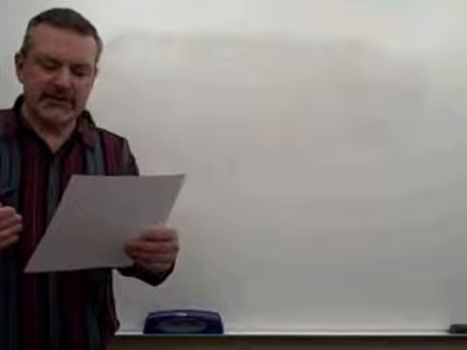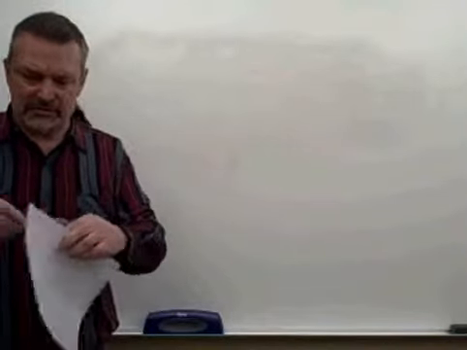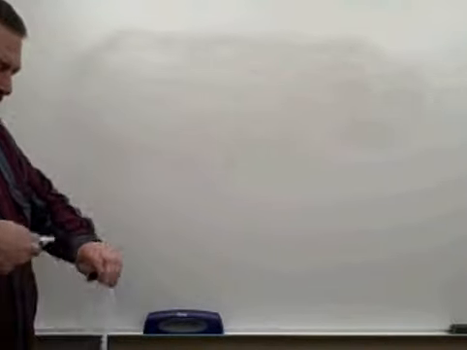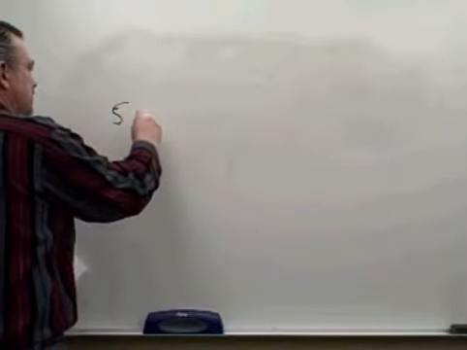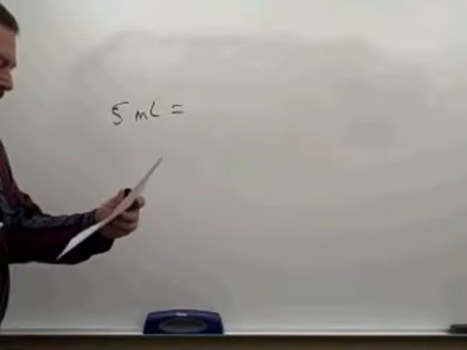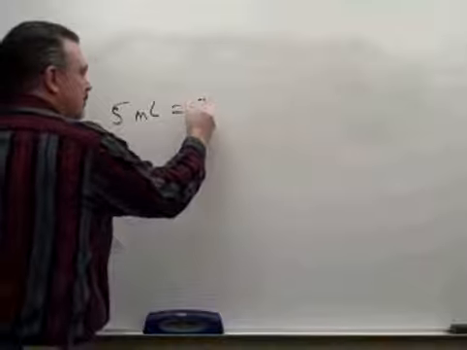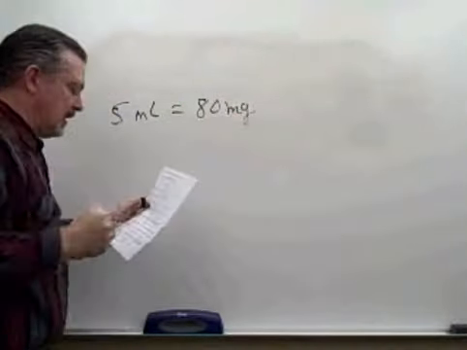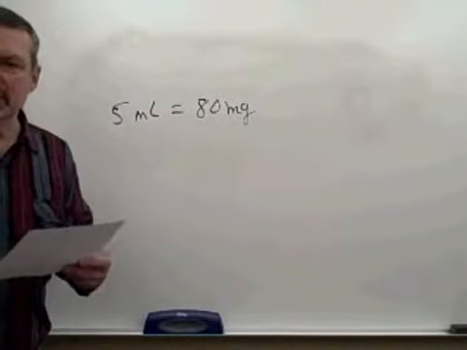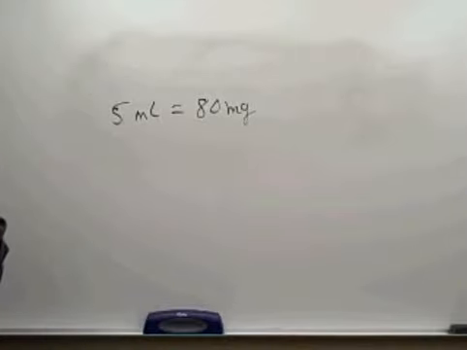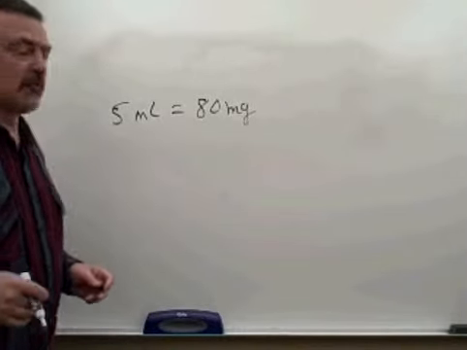Part B says, what if the cimetidine comes in a liquid form? The label on the bottle states that each 5 milliliters of the liquid, okay, so each 5 milliliters of the liquid contains 80 milligrams of the drug. How many milliliters should you administer so the patient receives the prescribed dosage?